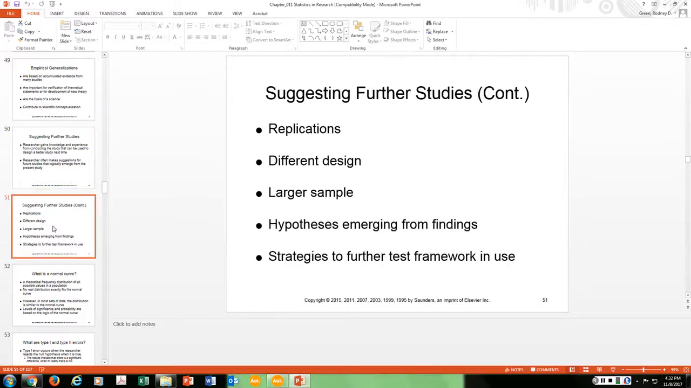The suggestion for further studies might be doing a replication study with a different sample. Doing a study with a different design or with a larger sample, or hypotheses emerging from the findings. And they usually suggest strategies to further test a framework in use.